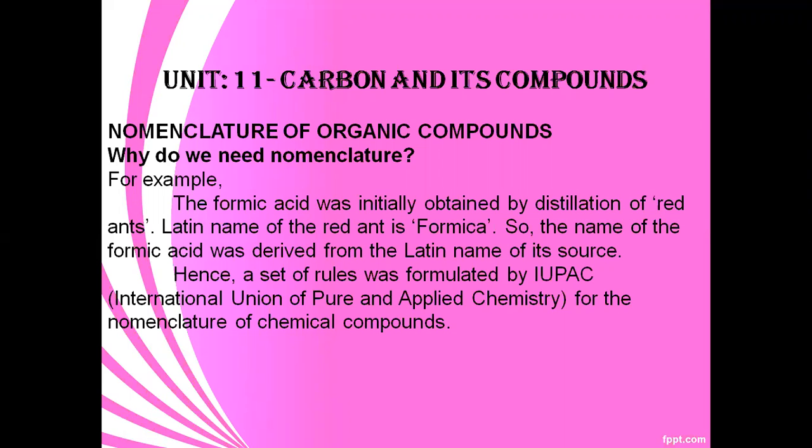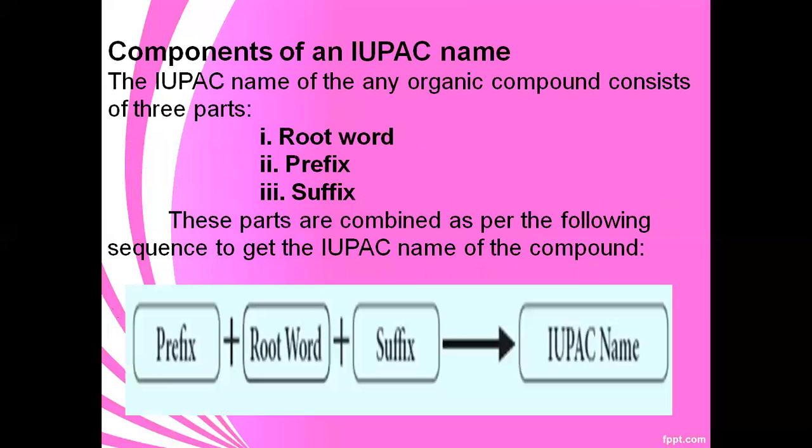But the name is formed by following some rules. The IUPAC name of any organic compound consists of three parts: root word, prefix and suffix. These combine to form an IUPAC name. First we put the prefix, next the root word and then the suffix. What are the prefix, root word and suffix? We will discuss them in this class.